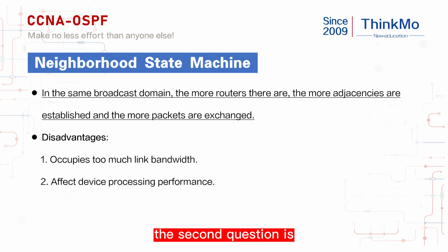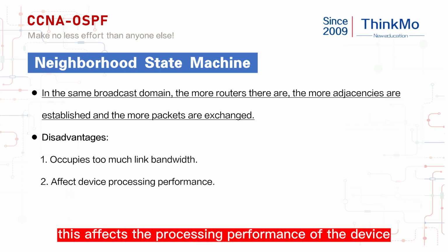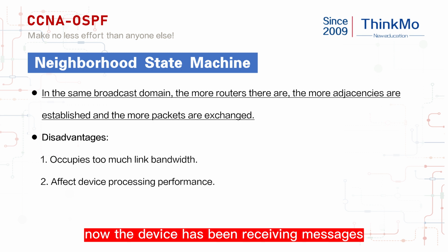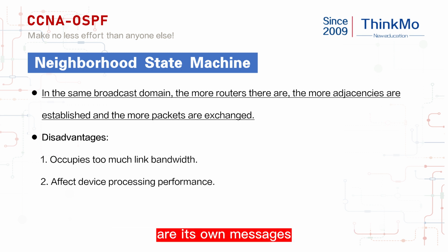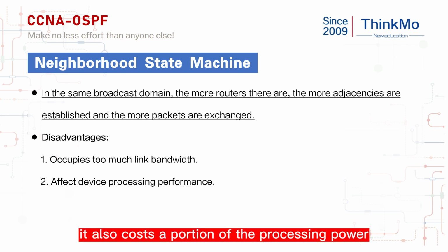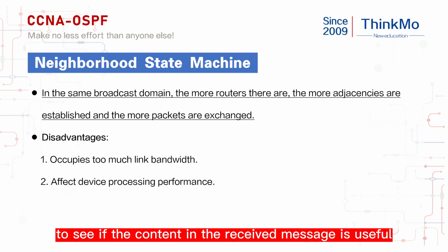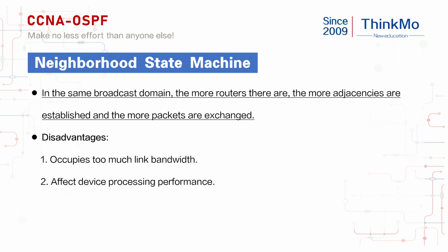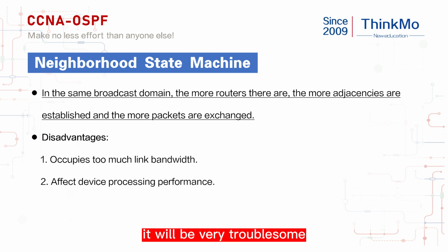The second problem is that this affects the processing performance of the device. Now the device has been receiving messages, but many of the messages it receives are its own messages. It also costs a portion of the processing power to see if the content in the received message is useful. That it receives so much, and it's useless to find, will be very troublesome.